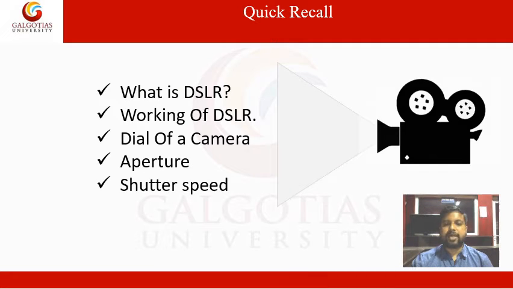Before starting today's lecture, let's quickly recall what we learned in the previous one. The first one is, what is DSLR? DSLR means digital single lens reflex camera, which we are using to capture images. What is the working of a DSLR? DSLR works on light, and the lens allows light to enter a camera, and that light is exposed on a sensor.